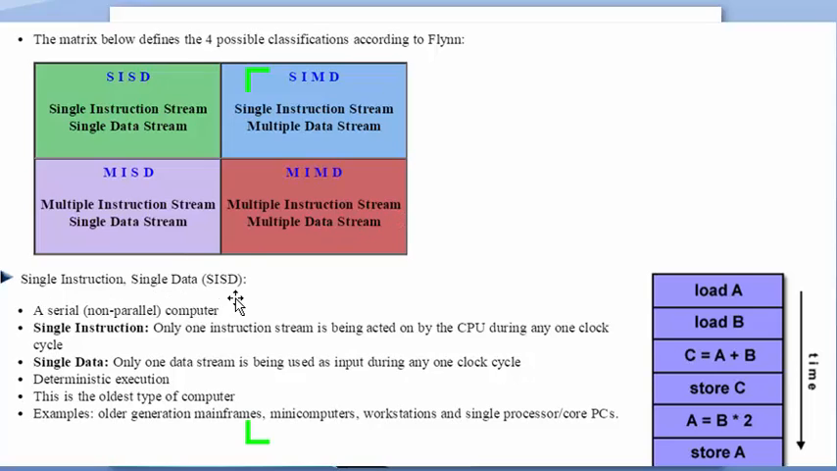Single instruction, single data system. Serial non-parallel computer. Single instruction, only one instruction stream is being acted on by the CPU during any one clock cycle. Single data, only one data stream is being used as input during any one clock cycle. Deterministic execution. This is the oldest type of computer. Examples: older generation mainframes, minicomputers, workstations, and single processor/core PCs.